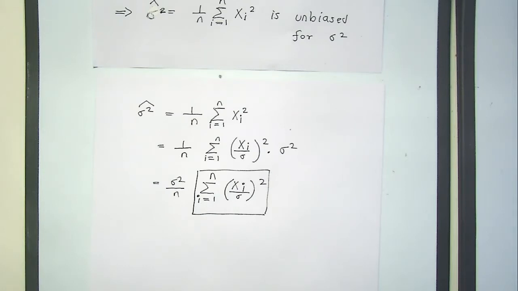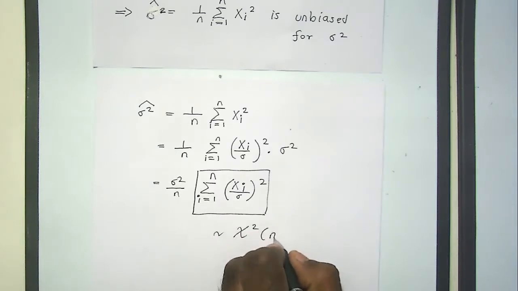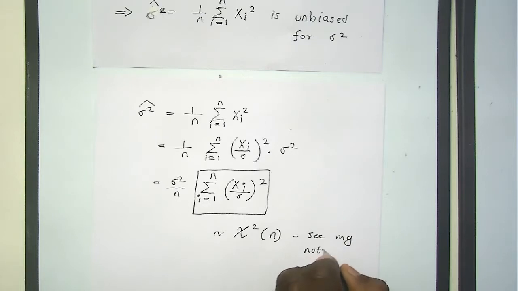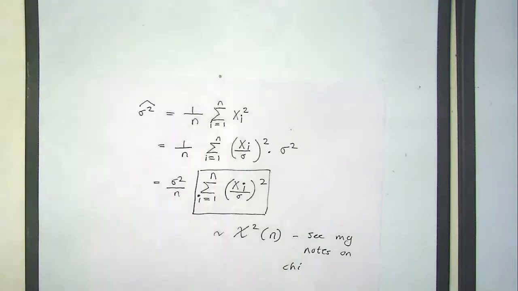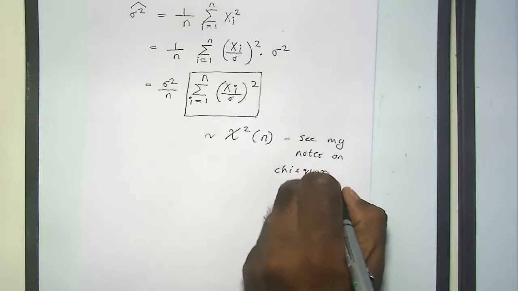Yes, exactly. You remember? When I talked about the chi-square distribution about 2 or 3 weeks ago, one of the properties I gave you is that anything of this kind must have a chi-square distribution with n degrees of freedom, right? So this follows the chi-square distribution with n degrees of freedom. See my notes on chi-square distribution.